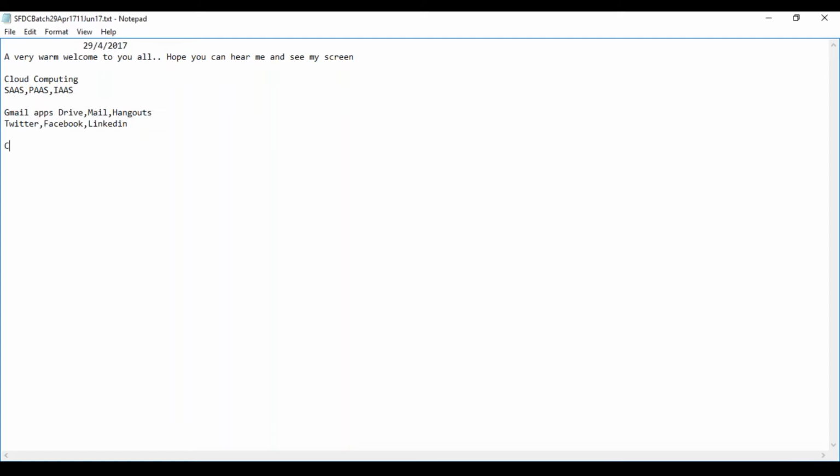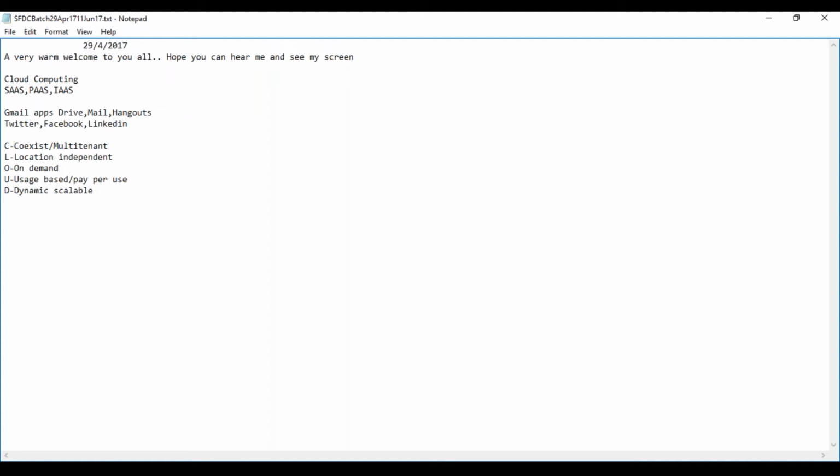So this is my definition of cloud. C stands for coexist, or you can say multi-tenant. L, location independent. O, on demand. U, usage based or pay per use. And D, dynamically scalable.